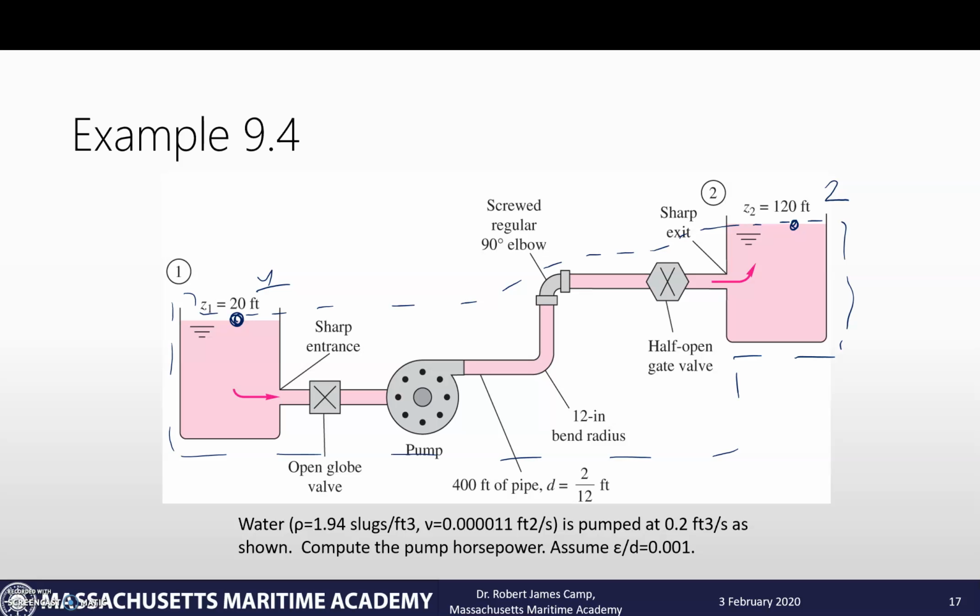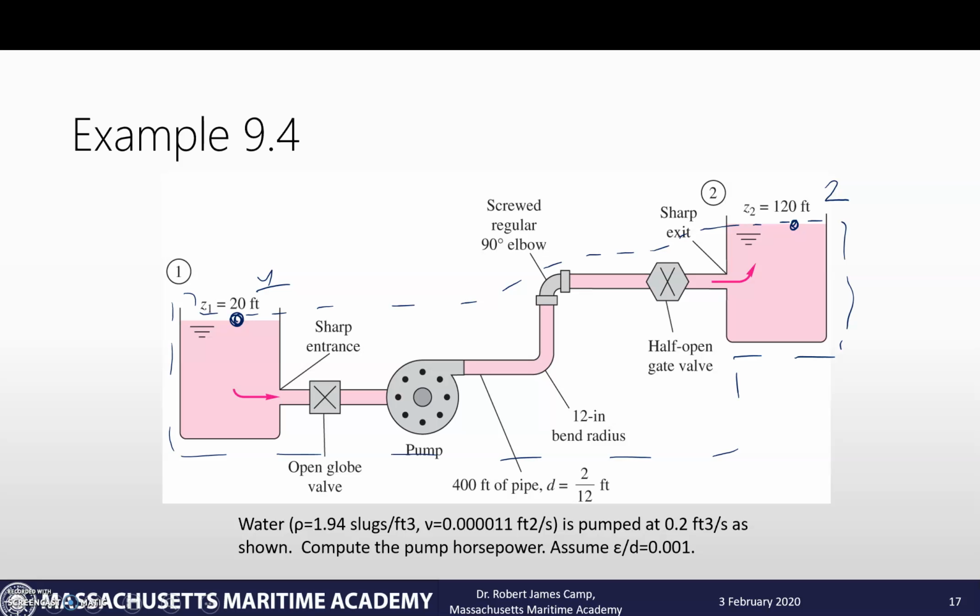Because I know a lot of what's going on at those points. I know what the pressure at those points is because they're exposed to atmosphere, so I'm at atmospheric pressure. I know the height of both of those because it's given to me in the problem. More importantly, I know the velocity at both of those points because they're surfaces of large tanks, so they're zero.